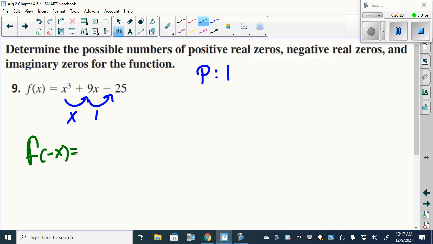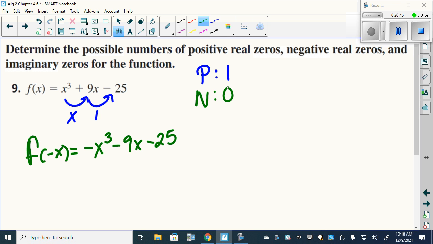Now the negative case, f of negative x. Well, the x cubed would become negative x cubed. Then 9x would become negative 9x, minus... The negatives would be 0 because they're all the same. They're all negative, so there's not a sign change at all.